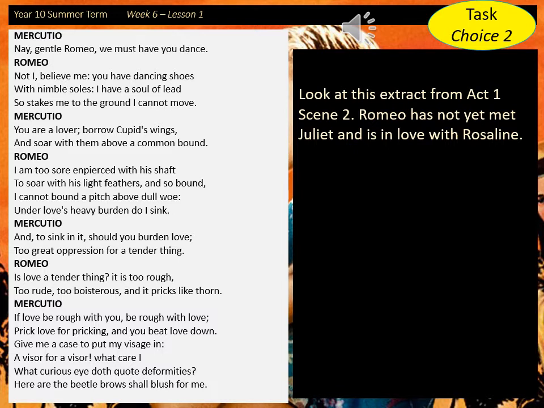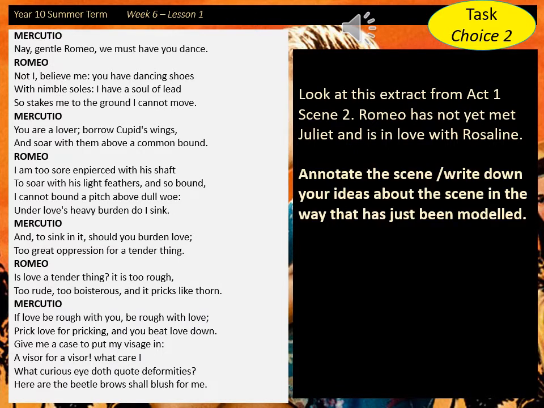Now this extract is not one that you will probably be as familiar with, so if you're really up for a challenge, look at this extract from Act 1, Scene 2. Okay, at this moment, Romeo has not yet met Juliet and he's in love with Rosaline. Okay, but it's exactly the same task.